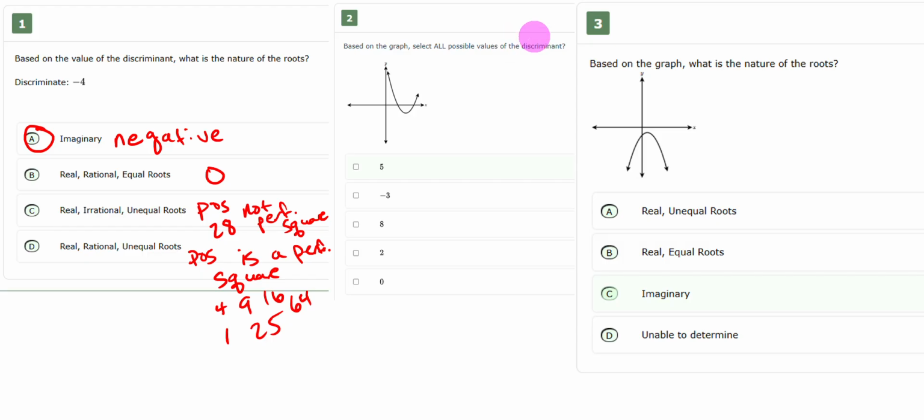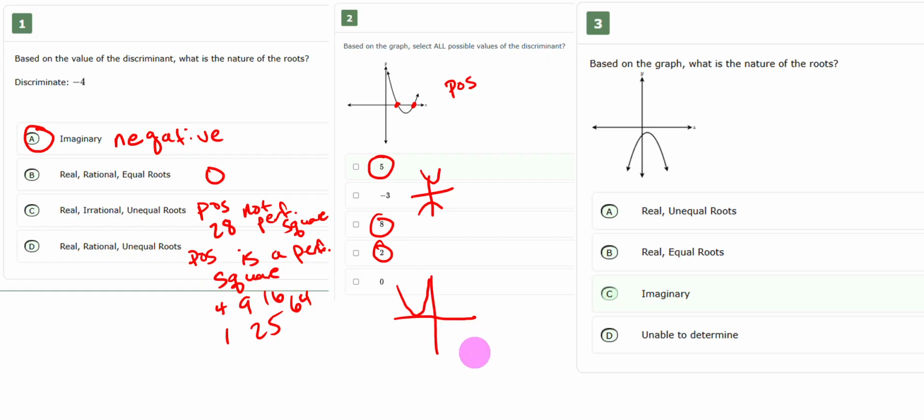Okay, based on the graph, select all the possible values of the discriminant. So we have 2 intercepts, so the discriminant must be positive, and it's basically all the positive numbers. So it's 5, it's 8, and it's 2. This one would be one that doesn't cross the x-axis at all. This one down here would be something that just touches and goes, something like that.